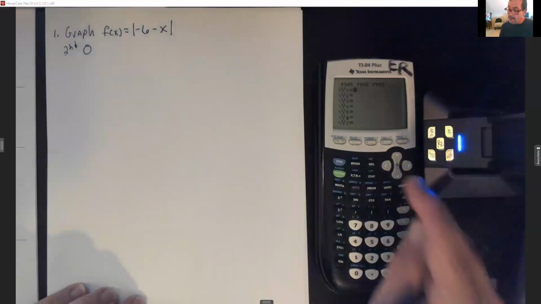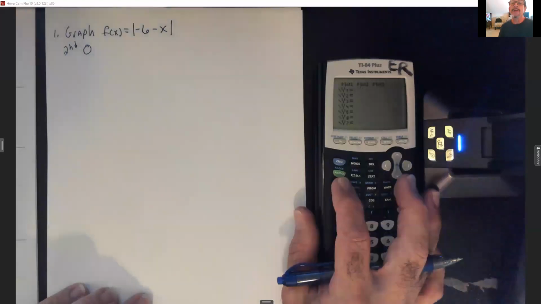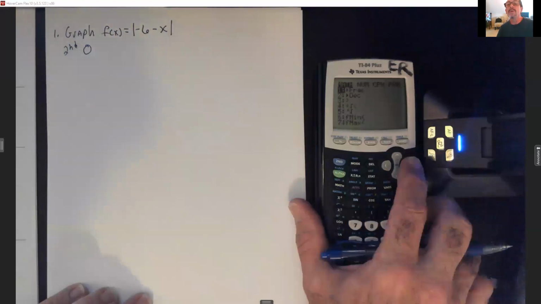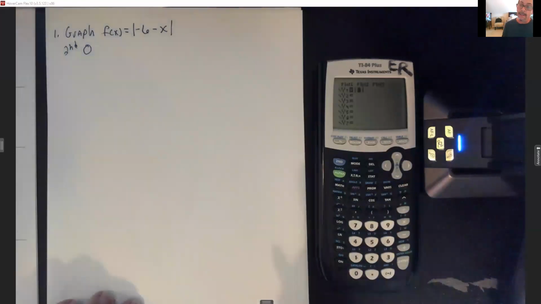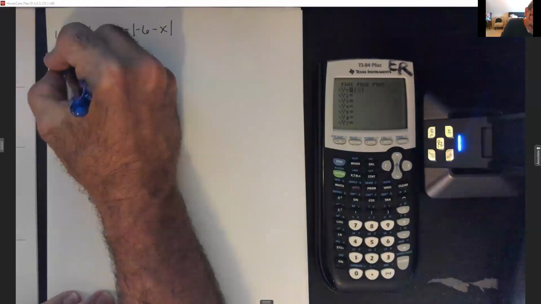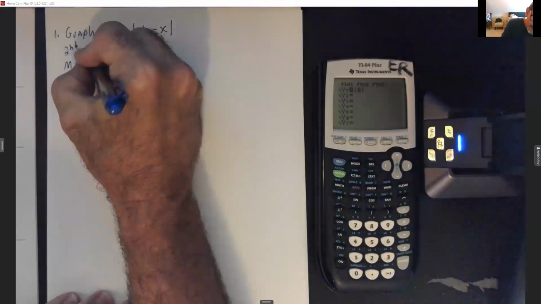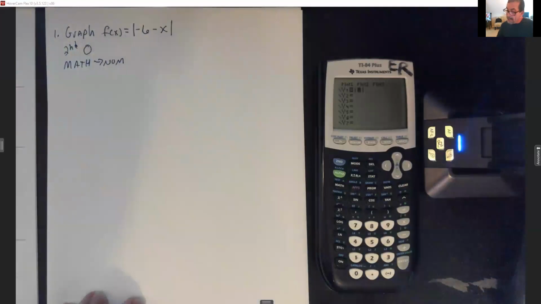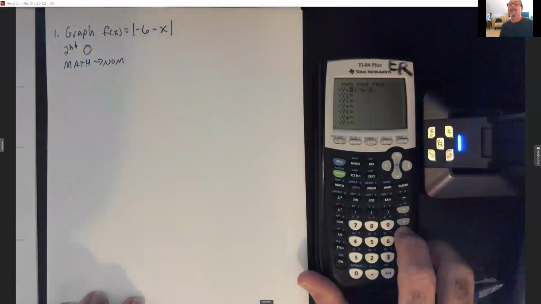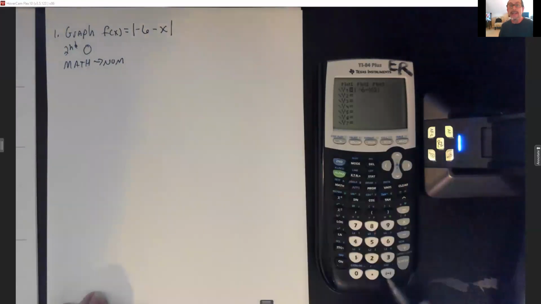Now the second way you can do that, you can use the math button, and if you arrow over to number, absolute value is the first thing you see, and you can hit enter on that. So either way to get the absolute value. All right, so you got to use the -6 and then minus the x. The biggest mistake is people use the negative button for both of those, and it multiplies instead of subtracting.